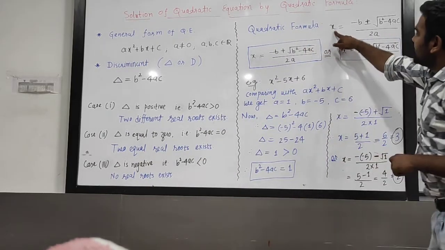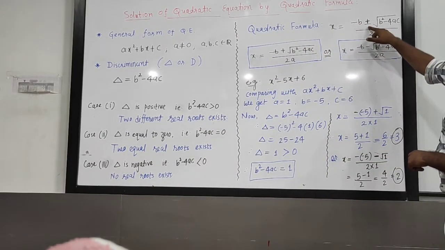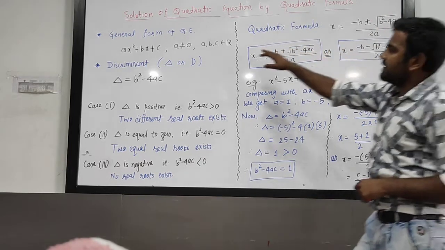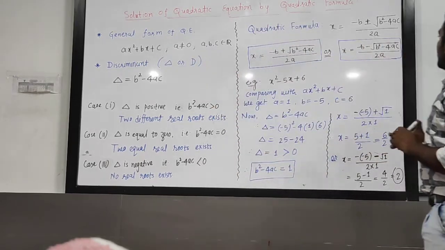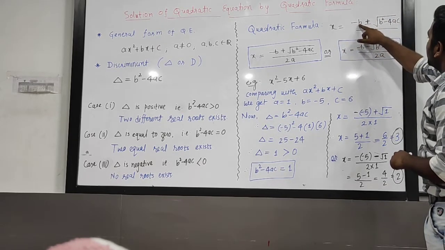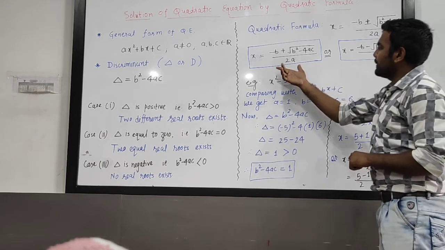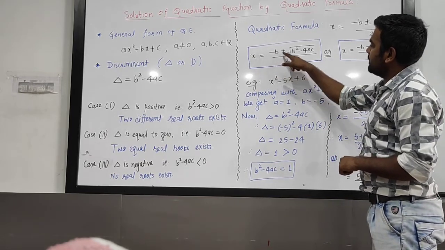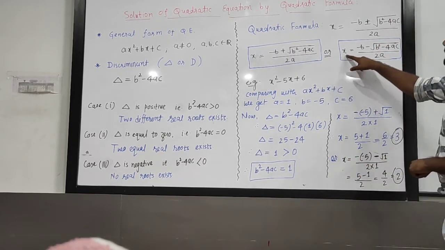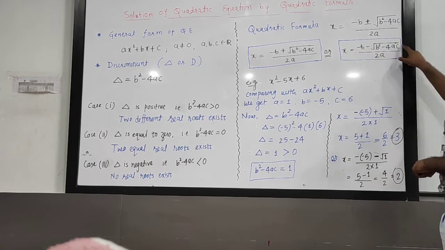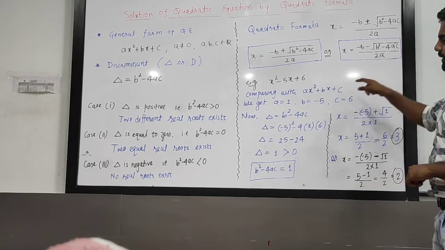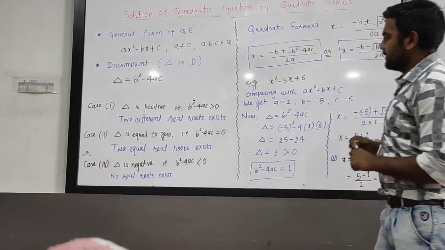Now let's see the quadratic formula. The quadratic formula is x is equal to minus b plus or minus square root of b square minus 4ac by 2a, where a, b, c are as defined in the quadratic equation. Here actually there are two values of x, one is minus b plus this quantity and the other is minus b minus this quantity. So one x is equal to minus b plus square root of b square minus 4ac by 2a, and the second one is x is equal to minus b minus square root of b square minus 4ac by 2a. Here this b square minus 4ac is nothing but our discriminant.